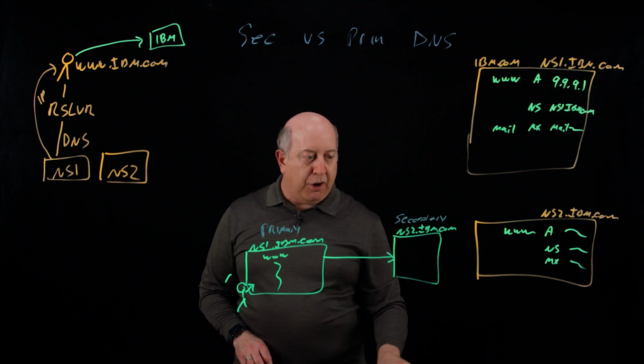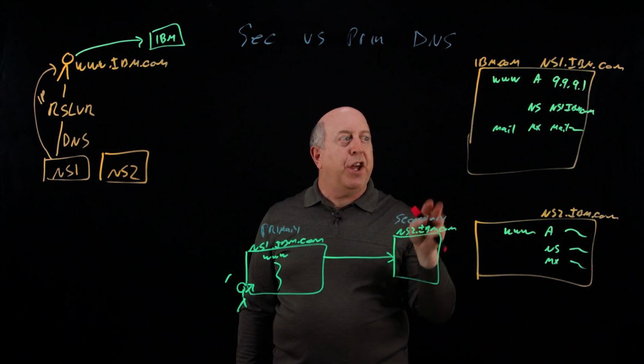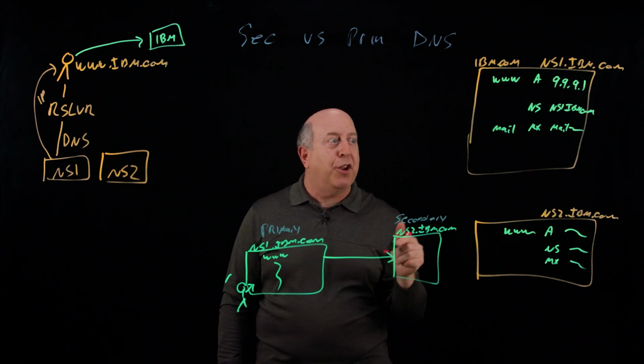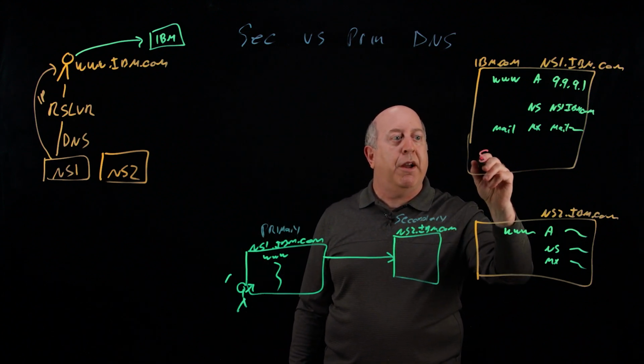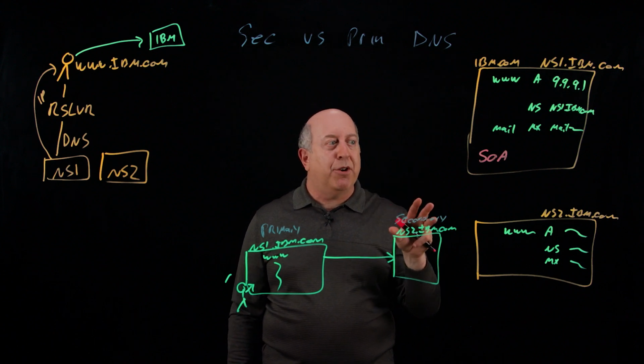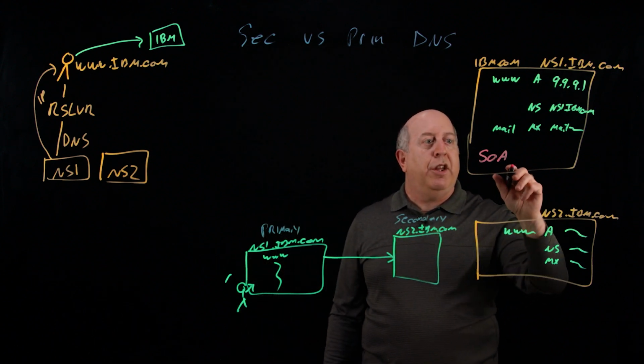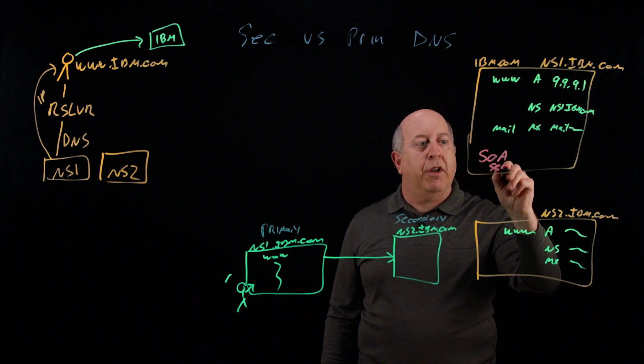The copying starts from the secondary server. And there's another record type, which I haven't drawn in yet, which I'm going to draw in now. It's something called the SOA record, which stands for Start of Authority. It has a number of parameters in it related to the zone, but the most important one for this purpose is known as the serial number.